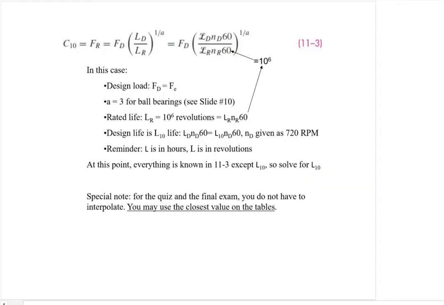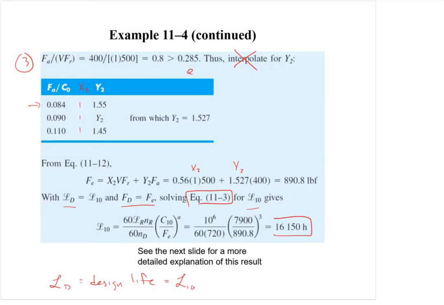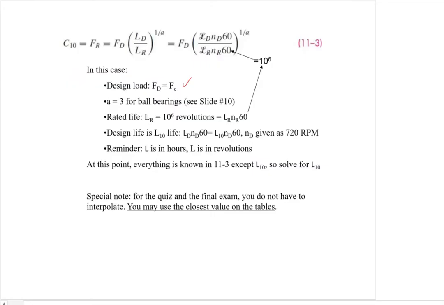So what do we got here? A couple things, I think I already mentioned this. F sub D is the design load. That's going to be equal to your equivalent load. A equals 3 for ball bearings. Oh, A, right here, this little exponent. So see slide 10. It's different for ball bearings or roller bearings, so it's equal to 3 for ball bearings.